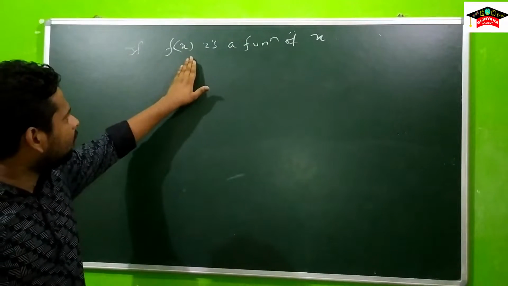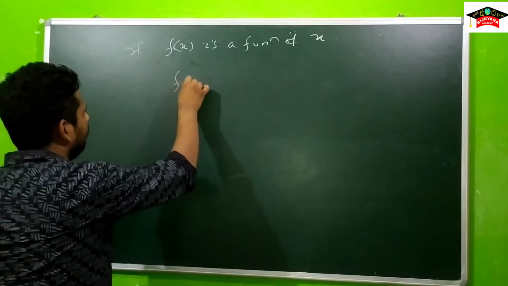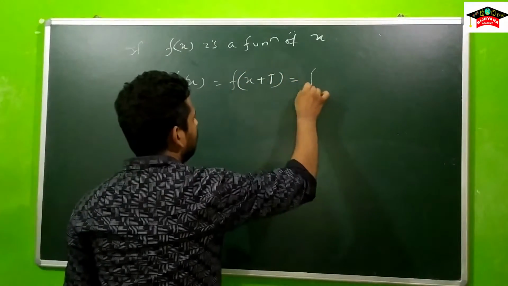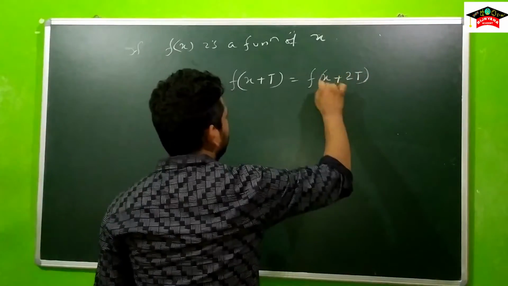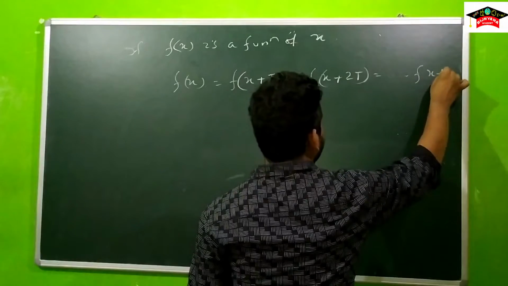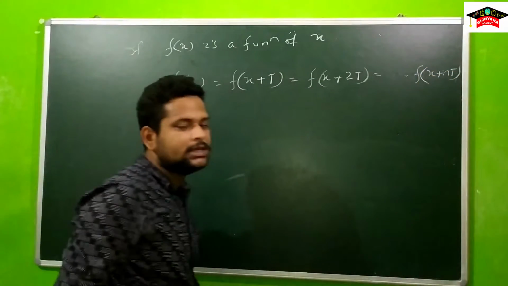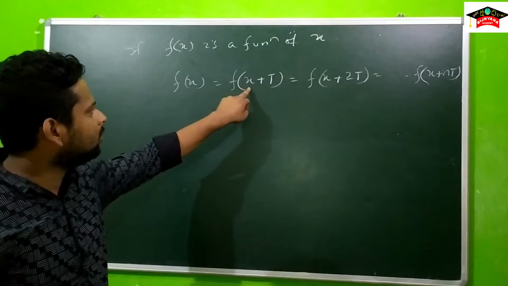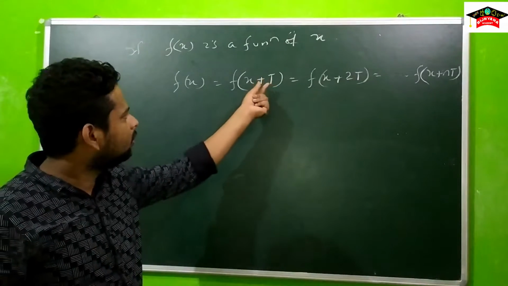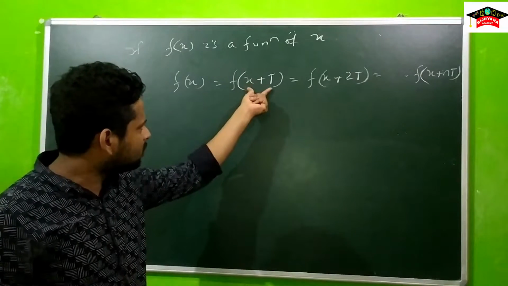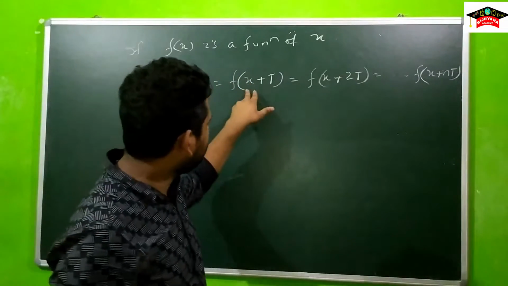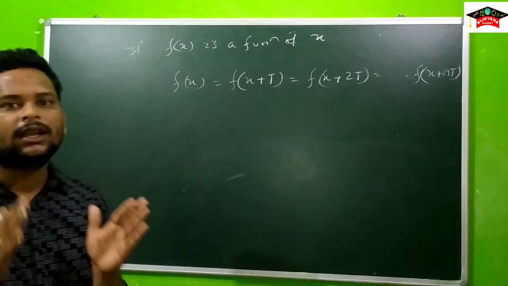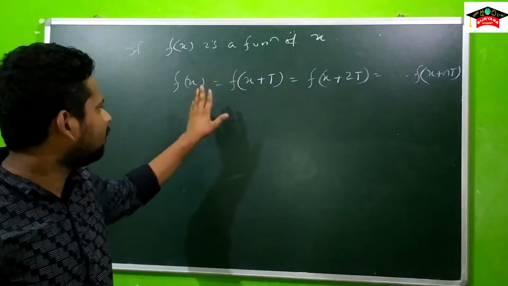A function is periodic when f of x equals f of x plus t, which equals f of x plus 2t, and similarly f of x plus nt. This indicates that the value of the function in the beginning will be equal to the value of the function after period t, or after x changes to x plus t, the function remains the same. When x plus t changes to x plus 2t, it becomes the same. So after t intervals, or after a certain length of x, the function remains the same.